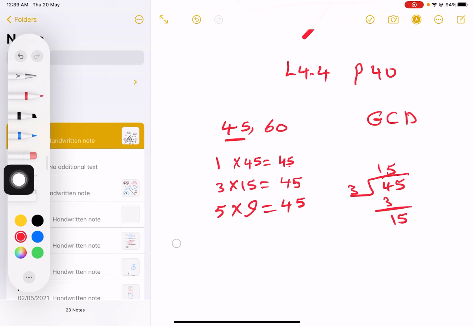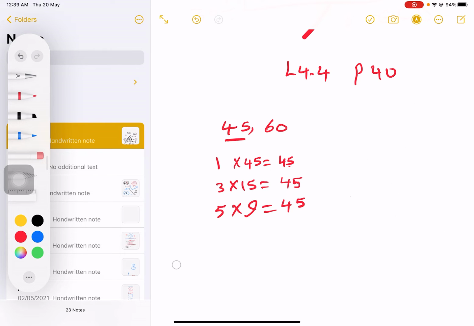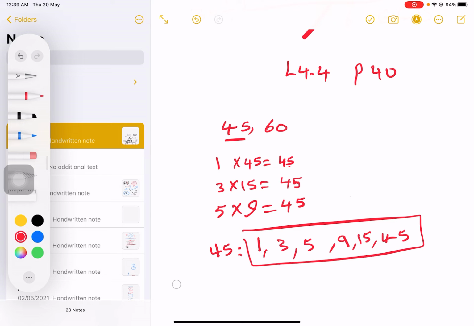Now I will label them. Wait, I will do it like that. I will erase. Okay. I will label my numbers this way: 1 and 45, 3 with 15, 5 with 9. You should order your numbers from least to greatest. These are the divisors of 45.